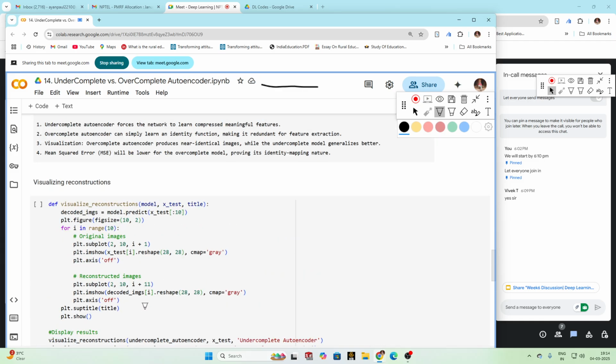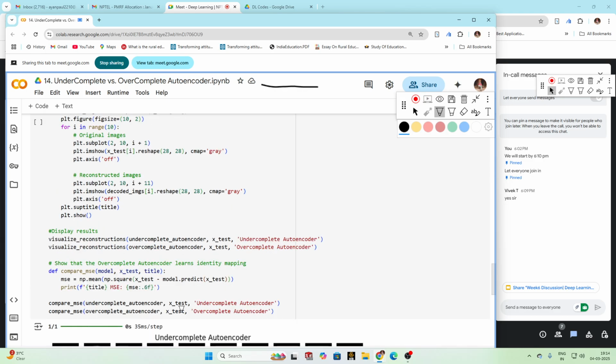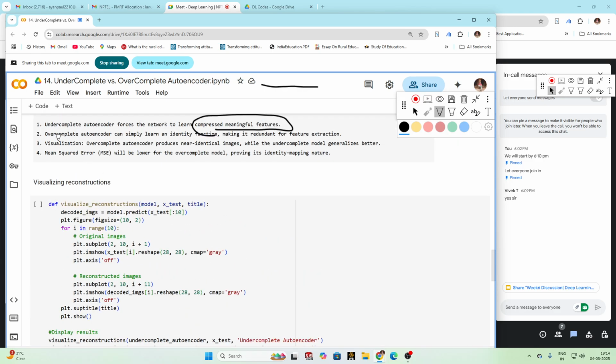This is the summary. An under complete autoencoder forces the network to learn compressed meaningful features, and as we want to learn compressed meaningful features, that is why the under complete autoencoder helps. An over complete autoencoder simply learns the identity function, that is, whatever the values in the input neurons, it just transfers them to the hidden neurons. So it can make the identity function, making it redundant for feature extraction. So for feature extraction we don't want to use it.